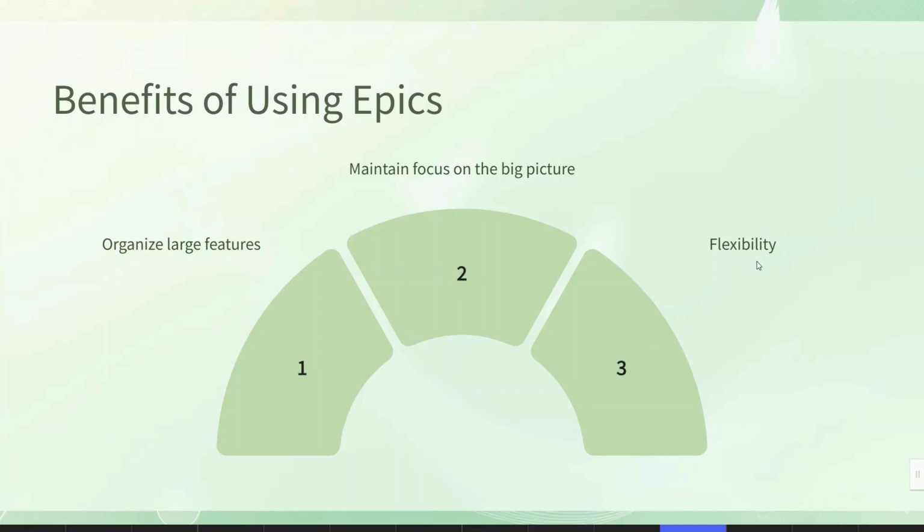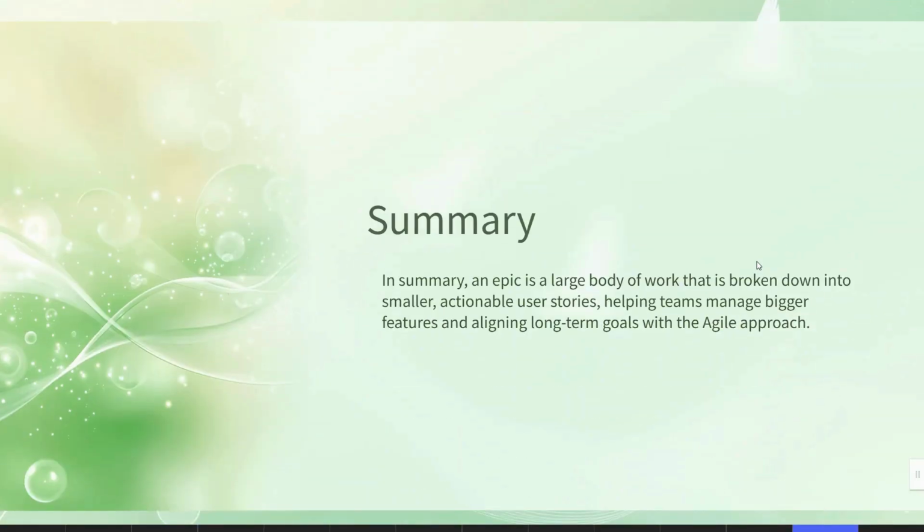Number three, we have flexibility. So, as the work progresses, the Epics can evolve and their priorities can be adjusted based on feedback or changing requirements. So in the last, we have here the summary. So in summary, an epic is a large body of work that is broken down into smaller actionable user stories, helping teams manage bigger features and aligning long-term goals with the agile approach.